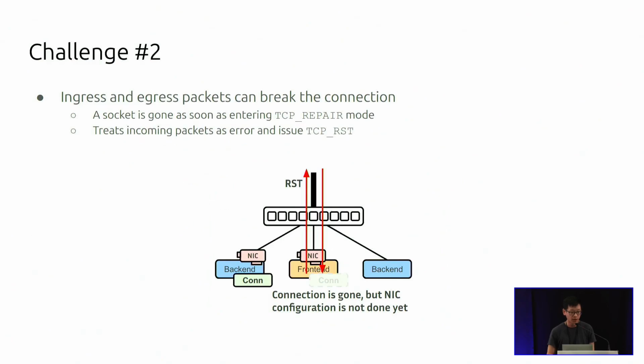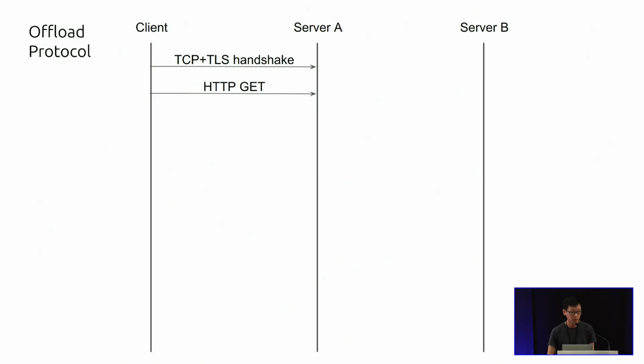The second challenge is about using the TCP repair mode. When a socket enters TCP repair mode, to the kernel it looks like it basically disappeared. But the client does not know that. So if the client issues any retransmission or acknowledgement packets, the kernel simply replies with a TCP reset because the socket doesn't exist. So in order to solve all these challenges, we designed an offload protocol and pack all this into one place.